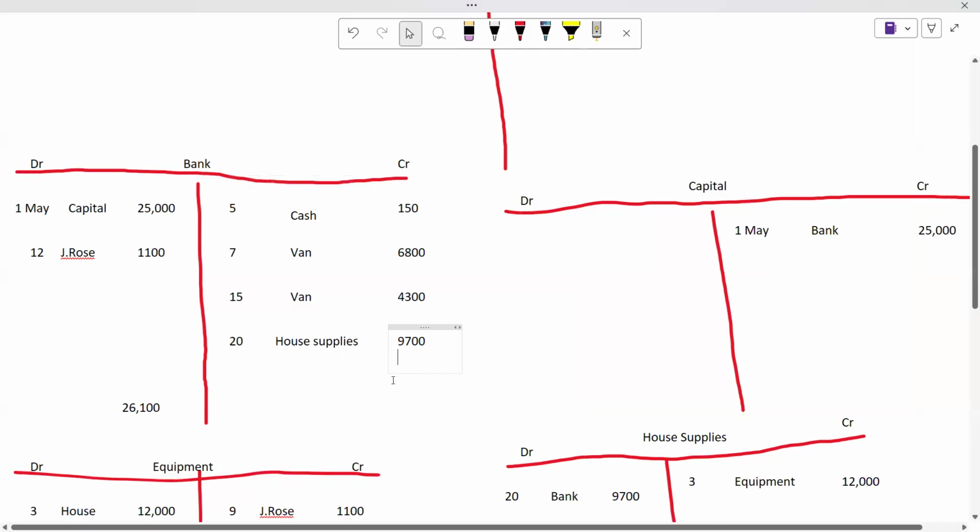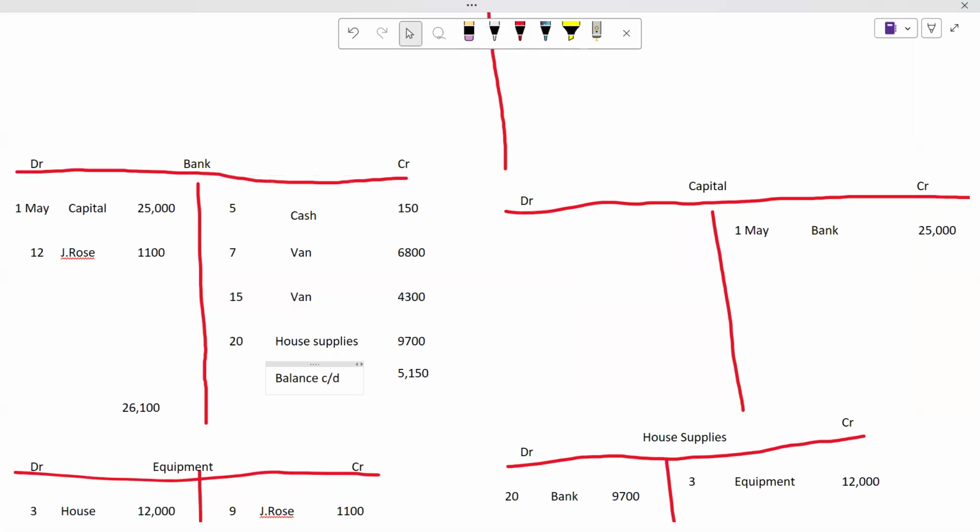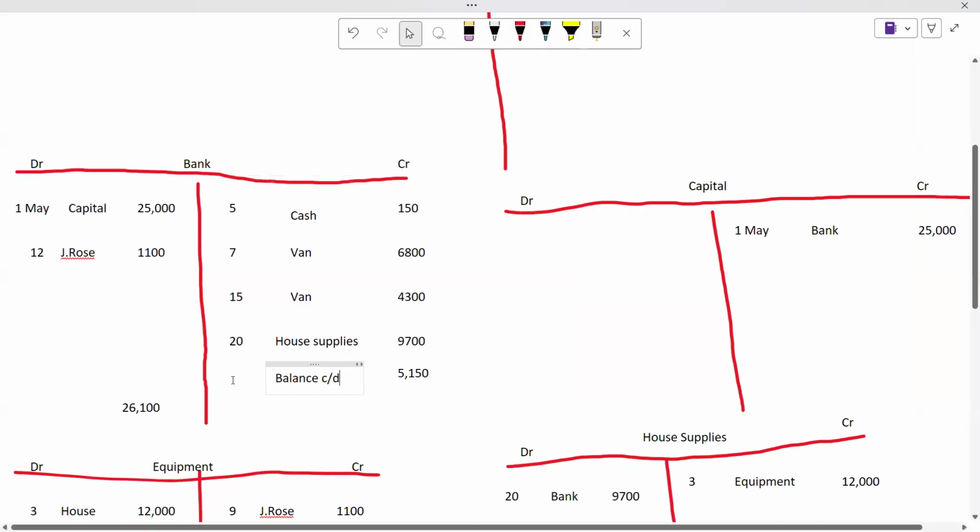What I will do is I will write 5,150 here, which is my balance, and I will call it balance carry down, or I'll just call it C/D. This is what it means, and it will have no date, right? It's just a balance. And then I will write 26,100 here, because now when I add everything on the credit side, including the balance carry down, it's going to be equal to the debit side. This is what the balance means, okay?